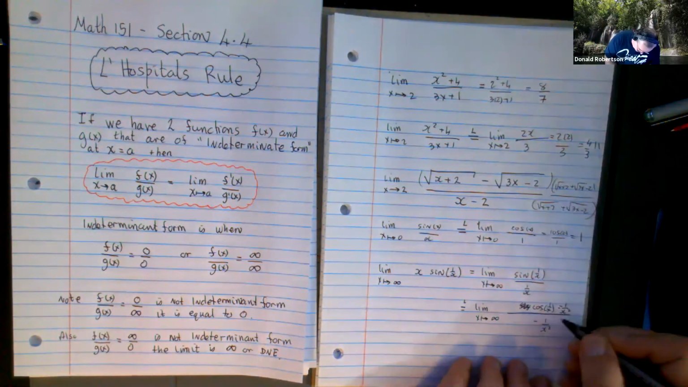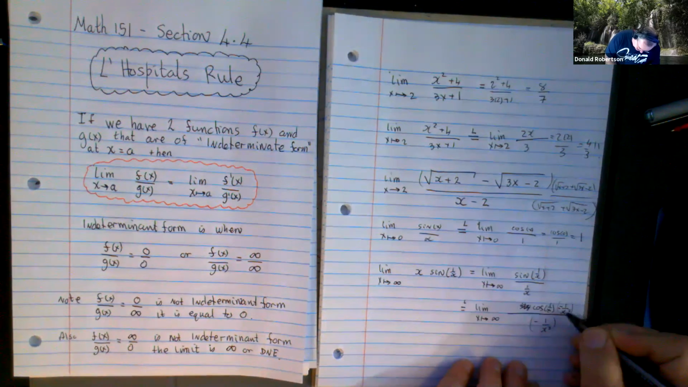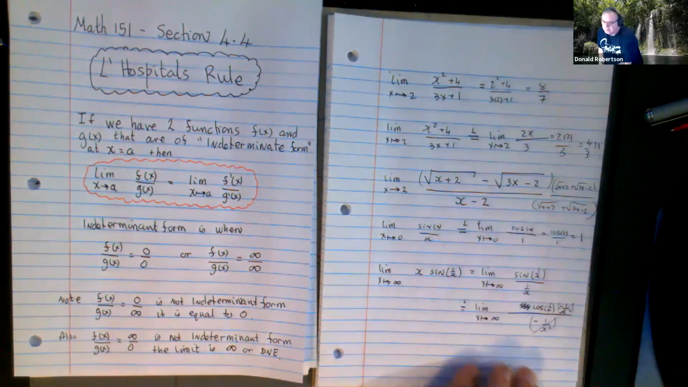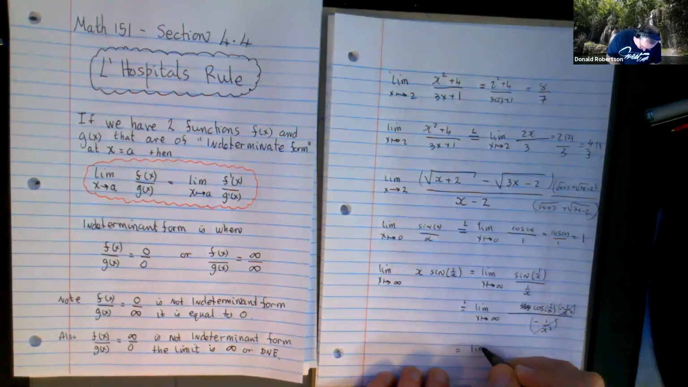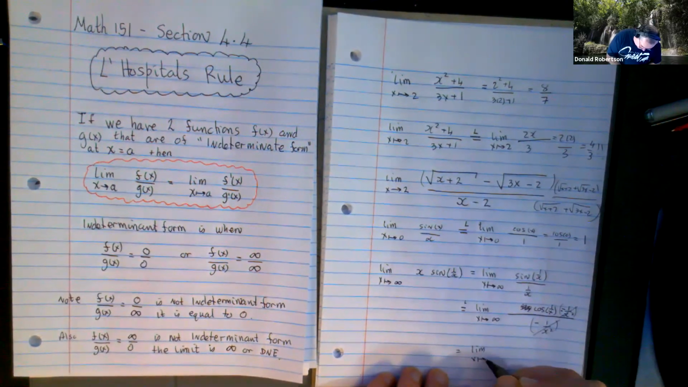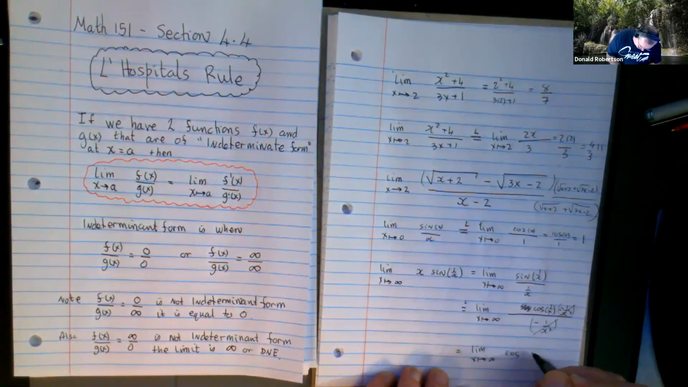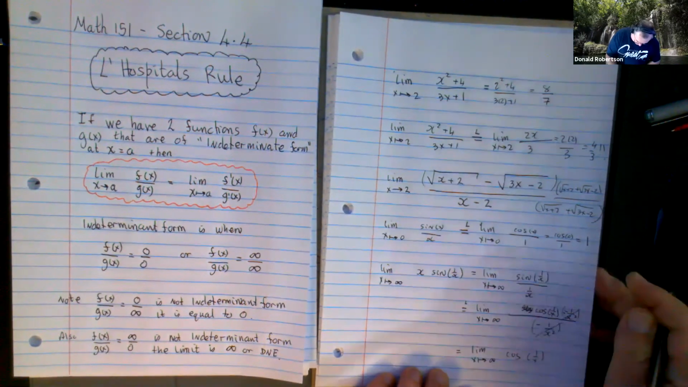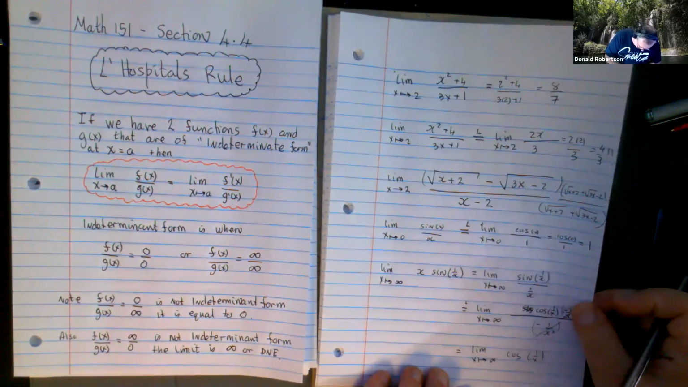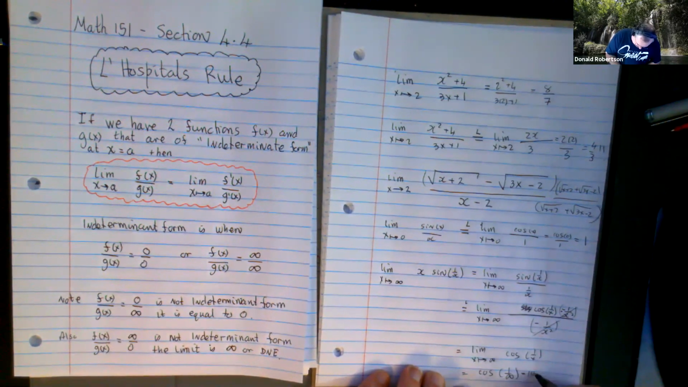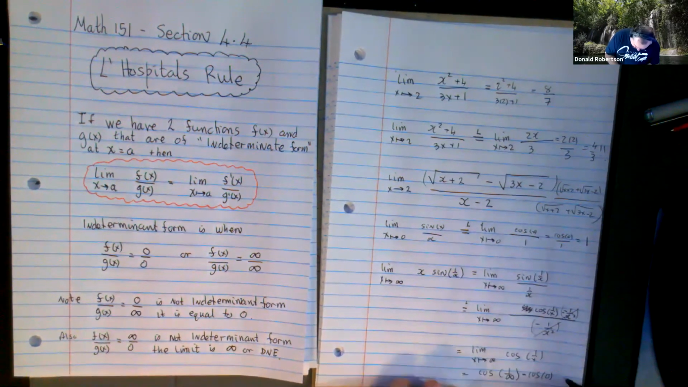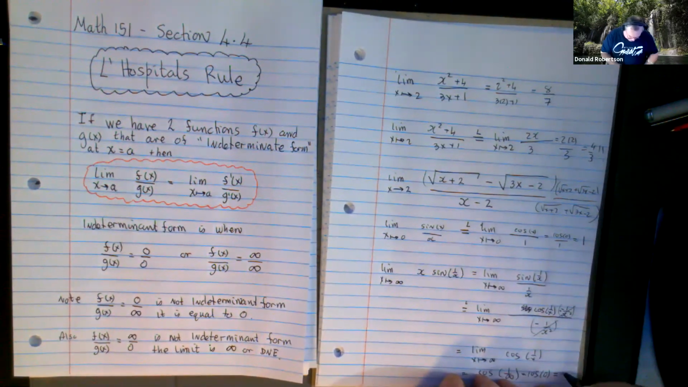Now, this guy cancels out that guy. So what I now have is the limit as x tends to infinity of just the cosine of 1 over x. Well, that's the cosine of 1 over infinity, which is the cosine of 0, and the cosine of 0 is 1.